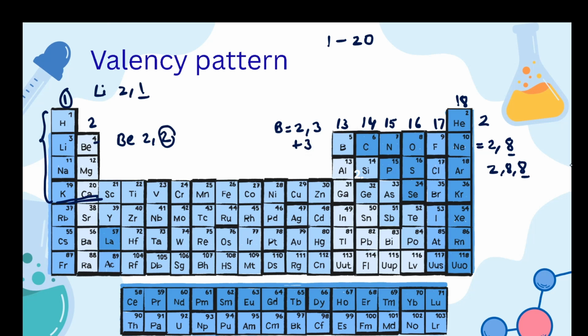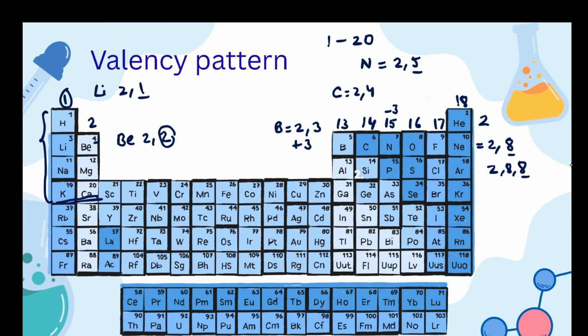Then moving on to carbon, carbon atomic number is 6, so its configuration will be 2 4. So what will be the valency of carbon over here? It will be 4. Then moving on to nitrogen, nitrogen atomic number is 7, so its configuration will be 2 and 5. Now here it requires how many electrons to complete its octet? It requires 3 electrons in order to complete its octet. So it will gain 3 electrons. So nitrogen's valency will become minus 3.